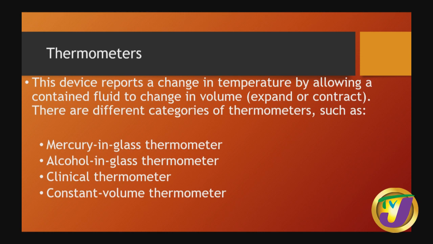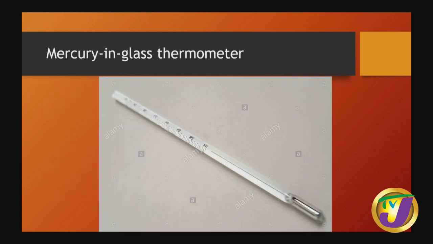And there are different types or categories of thermometers. There are 4 listed here: mercury in glass thermometer, alcohol in glass thermometer, clinical thermometer, and of course the constant volume thermometer. The first 2 you're more familiar with. The clinical thermometer, persons who work in medical or health services will be familiar with. The constant volume now are for the scientists. That's the least popular.